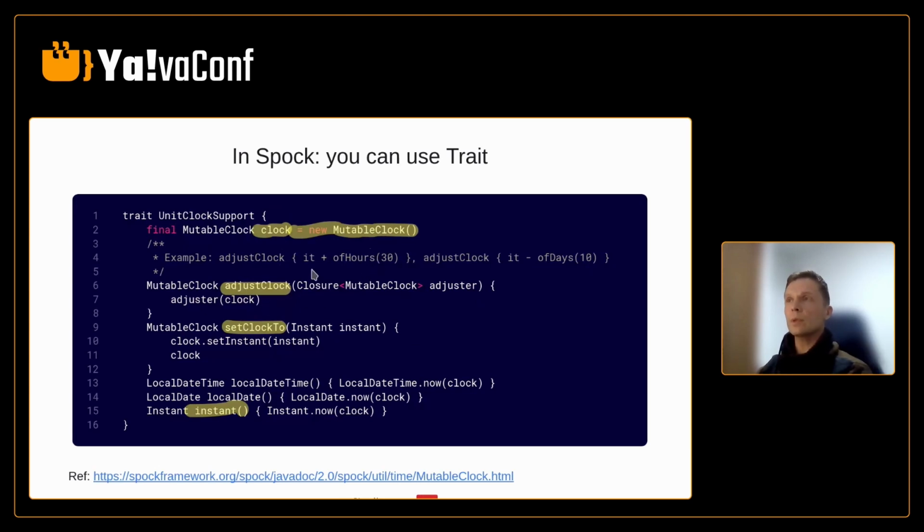Adjust clock is very simple. We create a clock, and then we would like to move it 2 days to the past or to the future, and we can do it by using adjust clock. With set clock to, we would like to set the clock to 1st of January 2000. That's it. And then we have some additional methods. The most important is in line 15, where we create an instance that this mutable clock gives us.